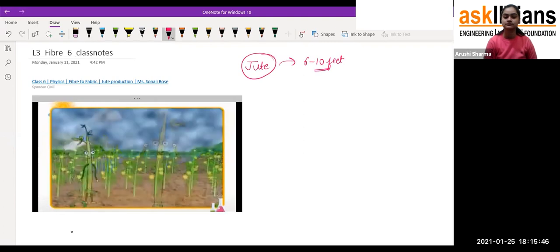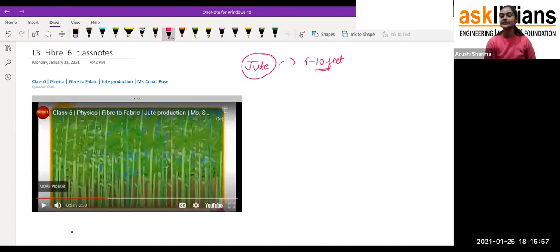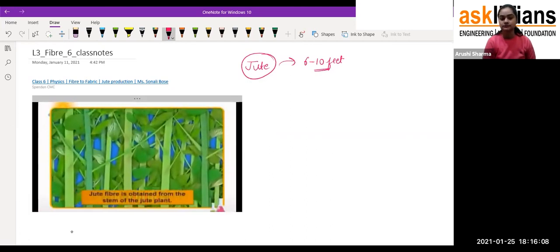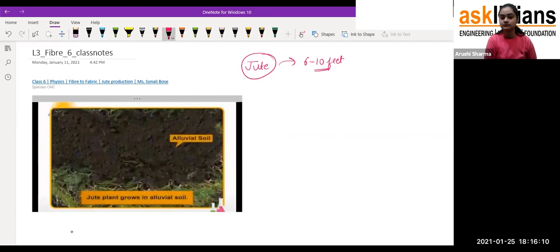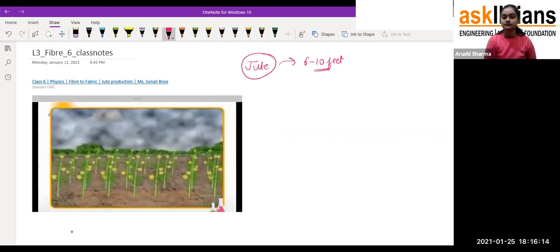How is jute produced? The jute fiber is obtained from the stem of the jute plant. See students, like someone can ask you how jute is obtained. So you can say from the stem of the jute plant we get the jute. It grows well in all different types of soils from clay to sandy, and it grows well in alluvial soil. Jute grows well in regions where it rains a lot.